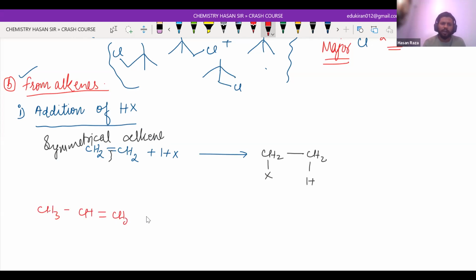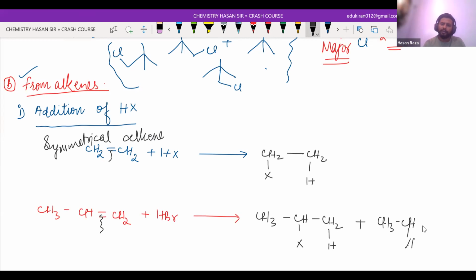This is your propene, and if you are going to react this with HBr, then what will happen? There will be two possibilities. If you are going to break this, there will be 2 possibilities. X can be at the middle and H on the edge, and X can be on the edge and H can be at the middle. Are you getting my point? So there are 2 possibilities of the product. Again, you can see this is your secondary halide. That's why it is major, or this is more stable, and this will be the minor. And this reaction is known as Markovnikov.